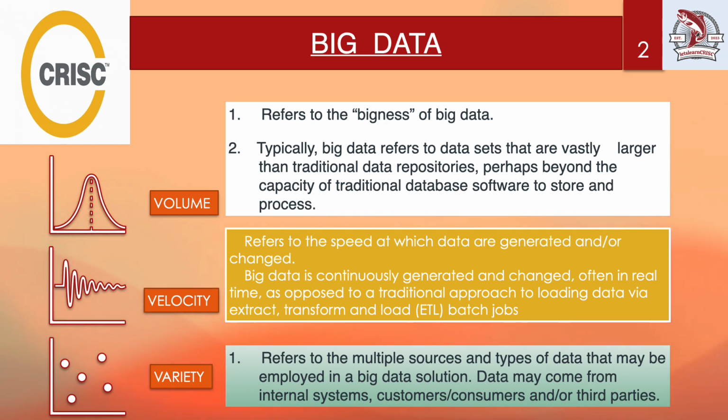Let's take an example. Data warehousing has been around for several decades along with associated technologies and techniques such as relational database management systems, business intelligence reporting systems, online analytical processing and data mining. Friends, big data is commonly described using the 3V model: volume, velocity and variety. Friends, let's discuss one by one.